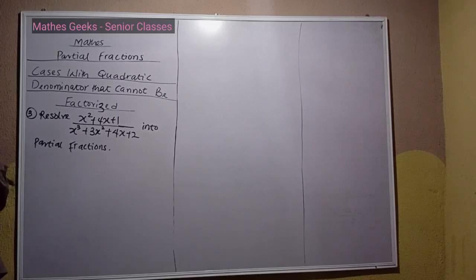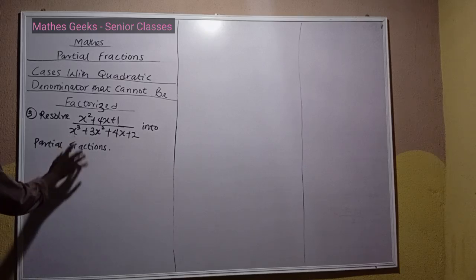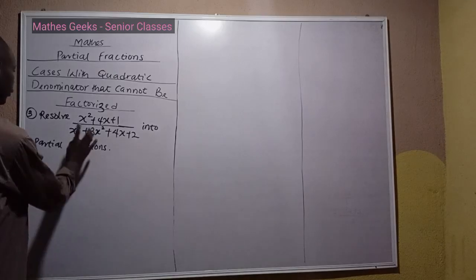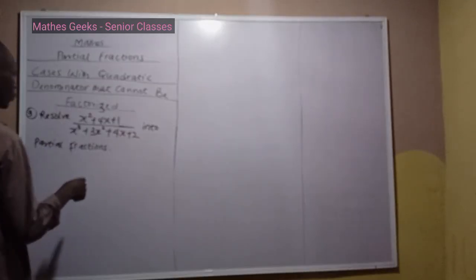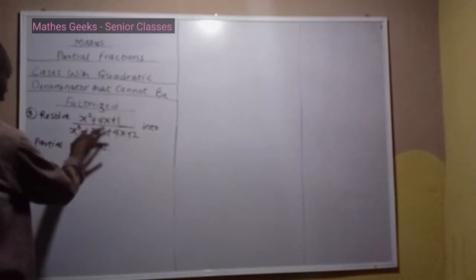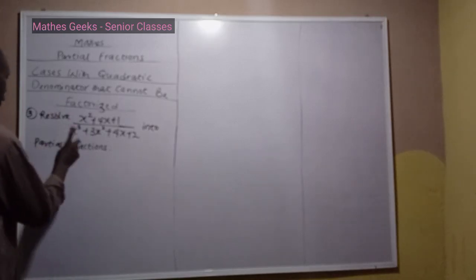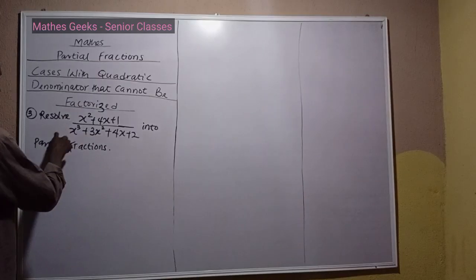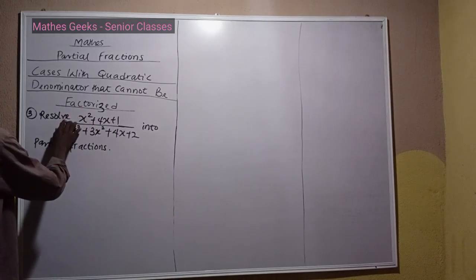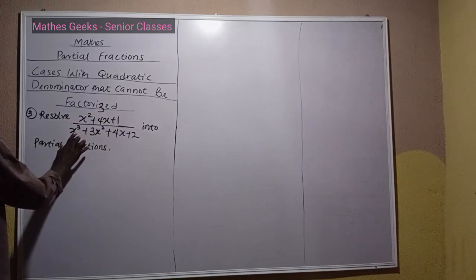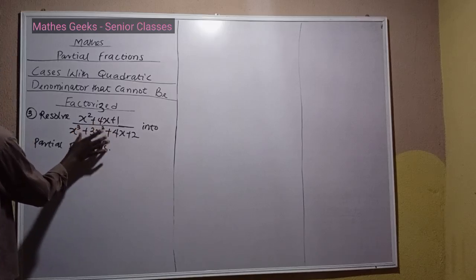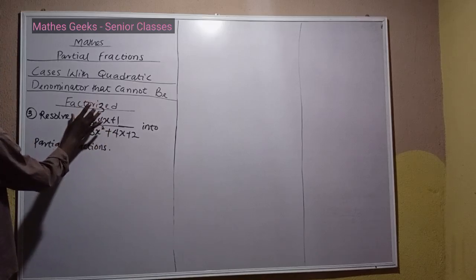Resolve (x squared plus 4x plus 1) over (x to the power 3 plus 3x squared plus 4x plus 2) into partial fractions. The rule that we must obey anytime we have to resolve expressions like this into partial fractions is that strictly the highest power in the numerator must be less than that of the denominator. In this case, x to the power 3 is higher than x to the power 2. So we need to simplify it in such a way that this becomes less than the power here.